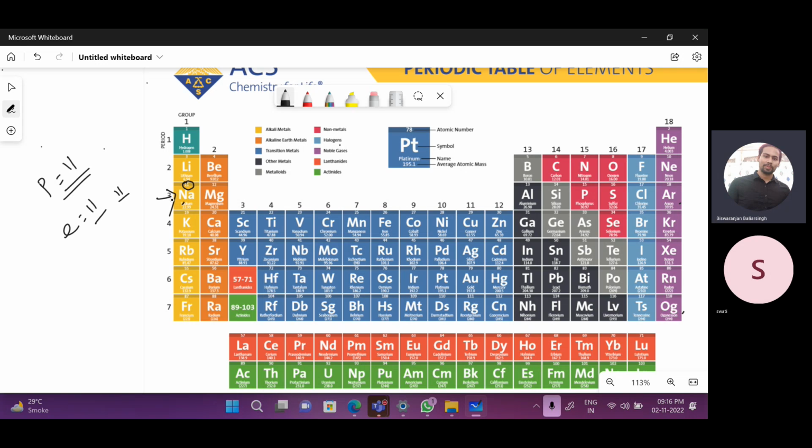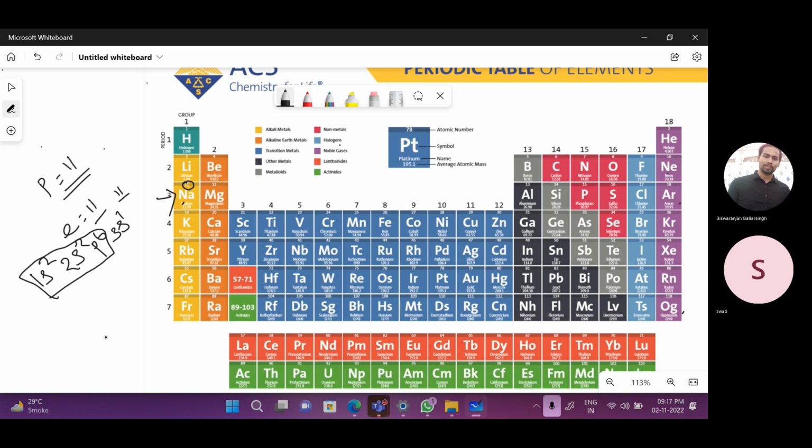And what will be the configuration of the sodium? You can start from the starting one. 1s2, 2s2, then 2p6, then 3s1. And sometimes another nomenclature is also followed. This 1s2, 2s2, 2p6 is matching with neon, no? So sometimes these are written as neon, then 3s1.